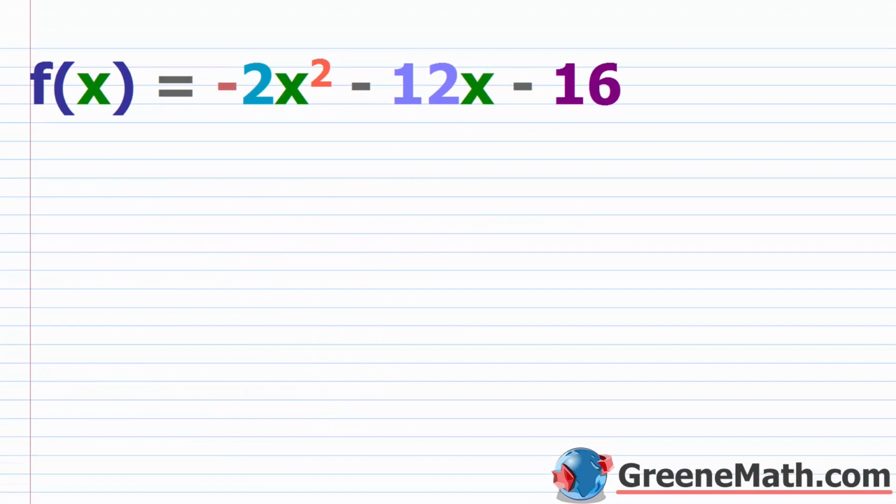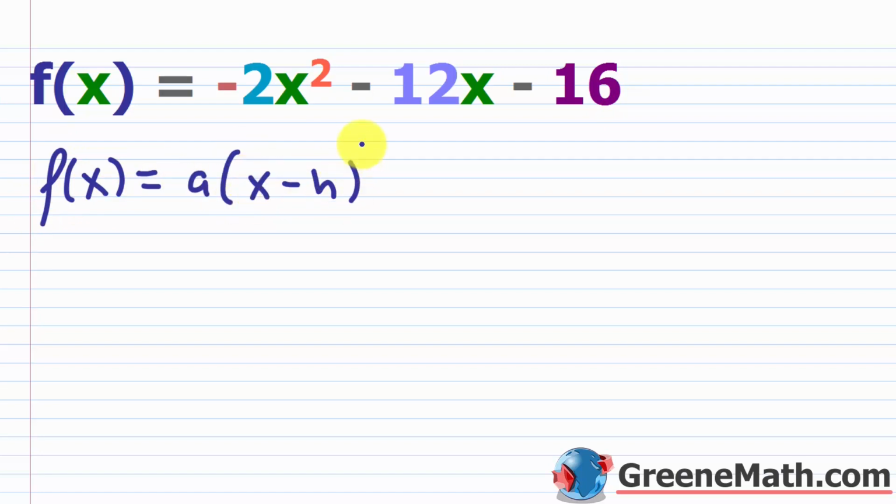I think it's useful to look at an upside down parabola. So we have f of x equals negative 2x squared minus 12x minus 16. So again, write it in vertex form. So f of x is equal to a times the quantity x minus h squared and then plus k. All right, a is negative 2 here. So let's go ahead and write that in. So we'll say this is negative 2. And then what's my h, what's my k?